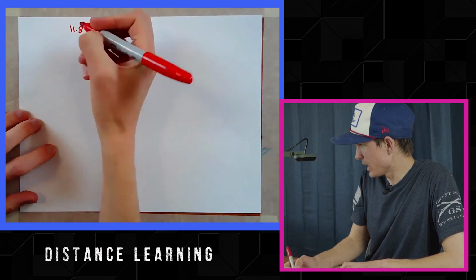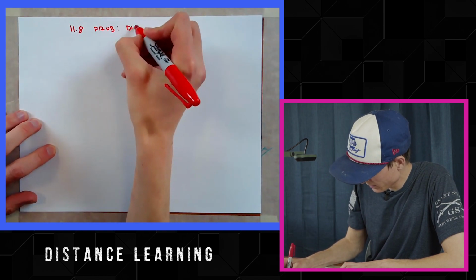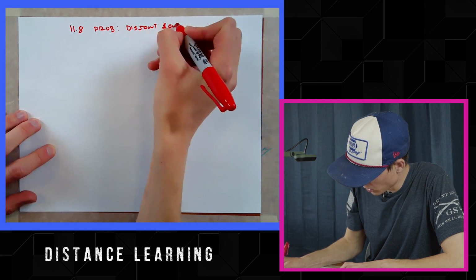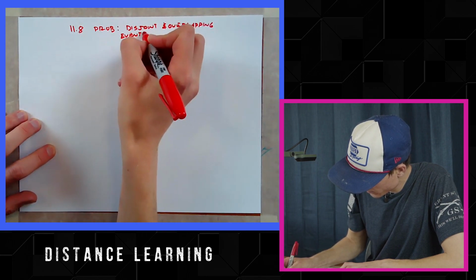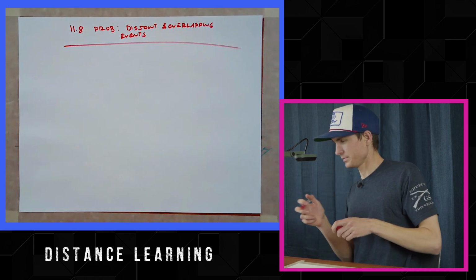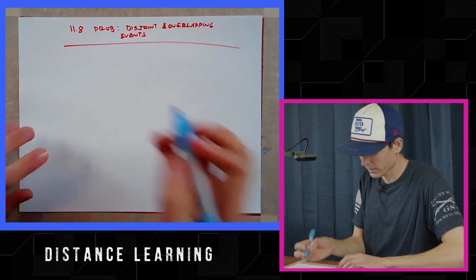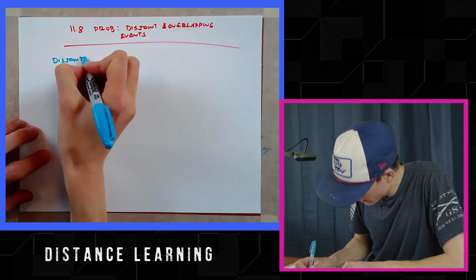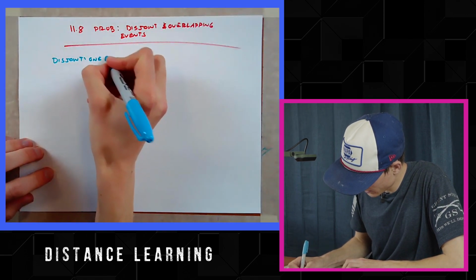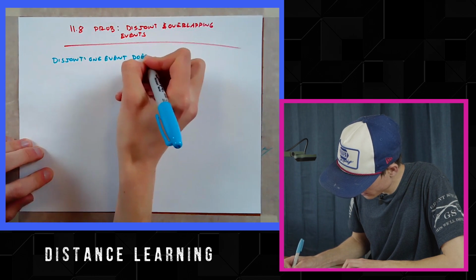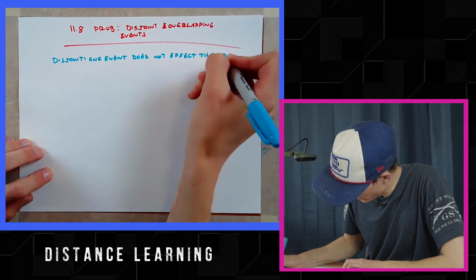This is 11.8. I'm just going to write: probability of disjoint and overlapping events. So, disjoint, they also say mutually exclusive, is, what's the best way to say it? One event does not affect the other outcome.